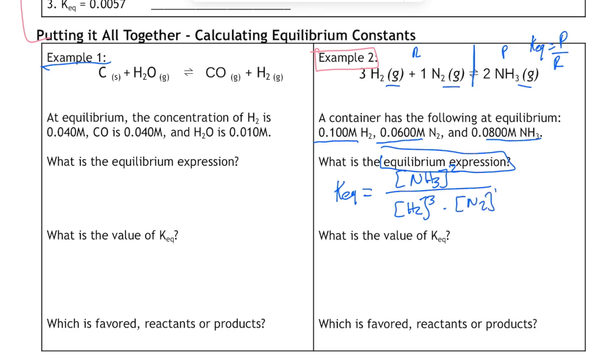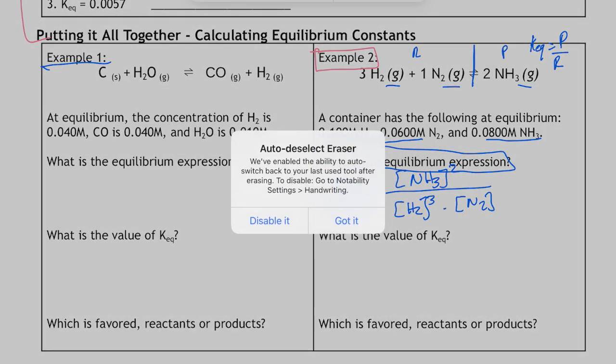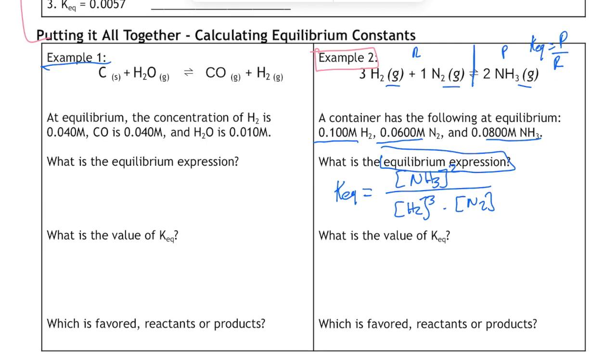I don't need to write that down, so I'm just going to go ahead and erase it so I don't get confused, because it's just a power of 1. Okay, so now instead of writing these ones, I'm gonna write down the actual numbers. Notice I have the actual numbers for each one. So KEQ is going to be 0.0800. Don't forget the exponent, okay? So this exponent right here must be right here.